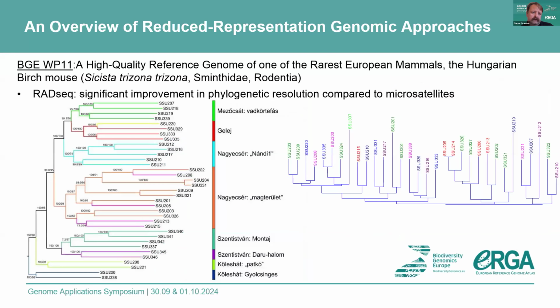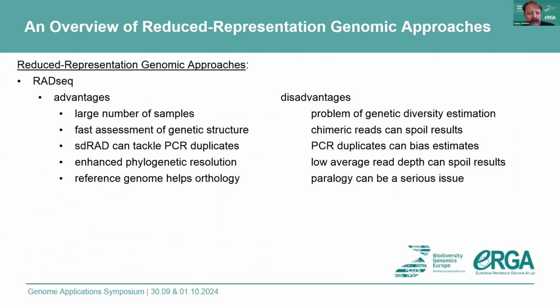So the thing is, RADseq is certainly a significant improvement in phylogenetic resolution compared to microsatellites. And actually, we also have another study which was published in 2021. So certainly, microsats are absolutely super. They are very easy to work with, and they are comparable with other studies. But the phylogenetic resolution is much higher with RADseq.